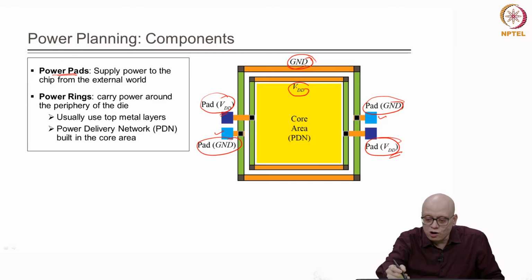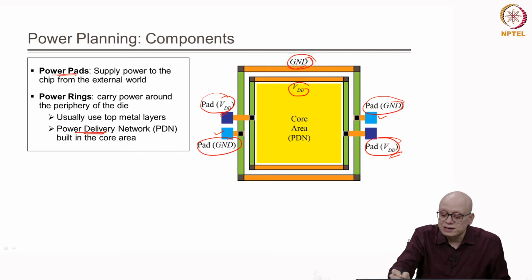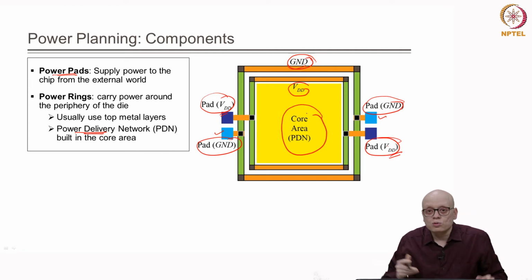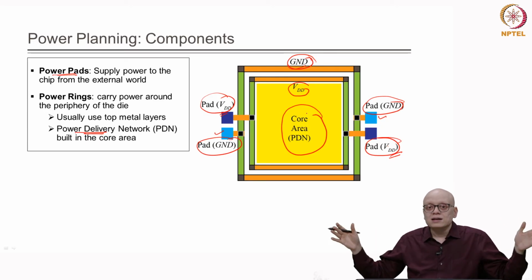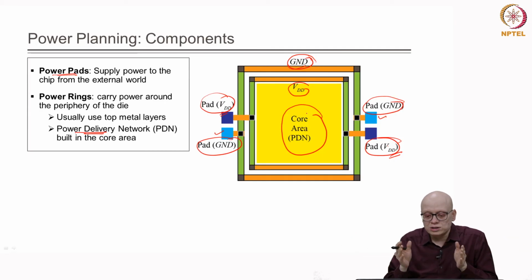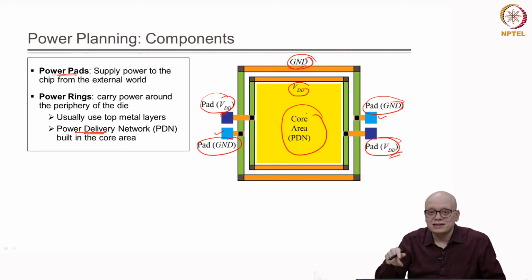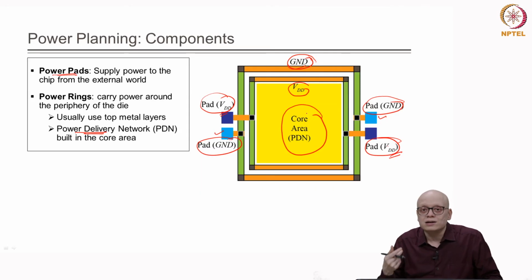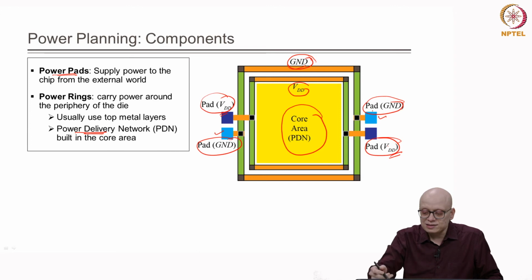networks. So, from these power rings there will be a power delivery network which will be created in the core area, right. So, we have power pads, right. Power pads will get VDD and ground from the package VDD and ground pins, right. That will come to these power pads, and from power pads a ring is created, right, and the ring basically carries the VDD and the ground. Now, how many power pads do we need? That depends on the current requirement for our chip and so on, right. In this case, we have shown only 2, right, there could be many, right.